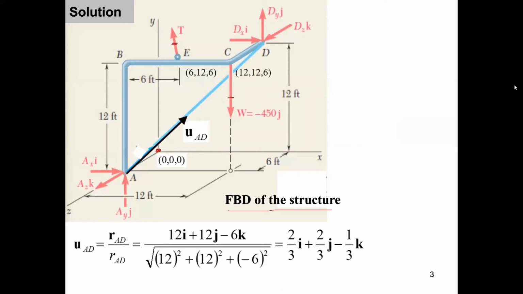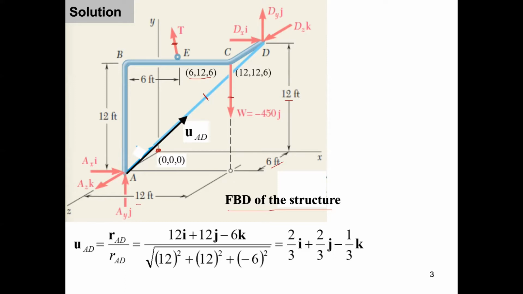The coordinate of point E is 6 in I, 12 in J, and 6 in K. The coordinate of point C is 12 in I, 12 in J, and 6 in K. Notice that if we sum the moments about the axis AD, the reactions at A and D will be eliminated from the computations.